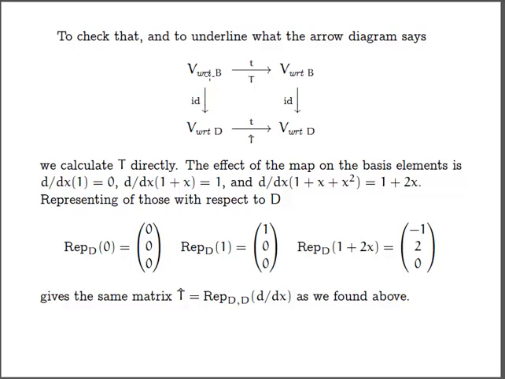Okay, so let's check. Let's calculate T hat directly. You should have a hat here. The effect of the map on the basis elements is, remember, we're looking at the D basis now. d/dx of the first element in the D basis is d/dx of 1, which gives 0. d/dx of the second D basis element is 1. d/dx of the third basis element is 1 plus 2x. Now let's represent these results in terms of the D basis.